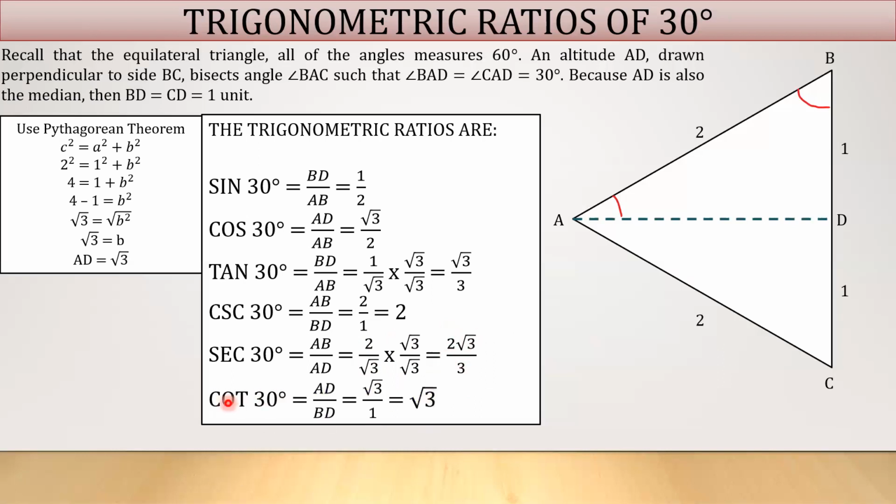Lastly, for cotangent 30, we have AD over BD. Pag sinubstitute natin, magiging yan siyang square root of 3 over 1 or simply square root of 3.